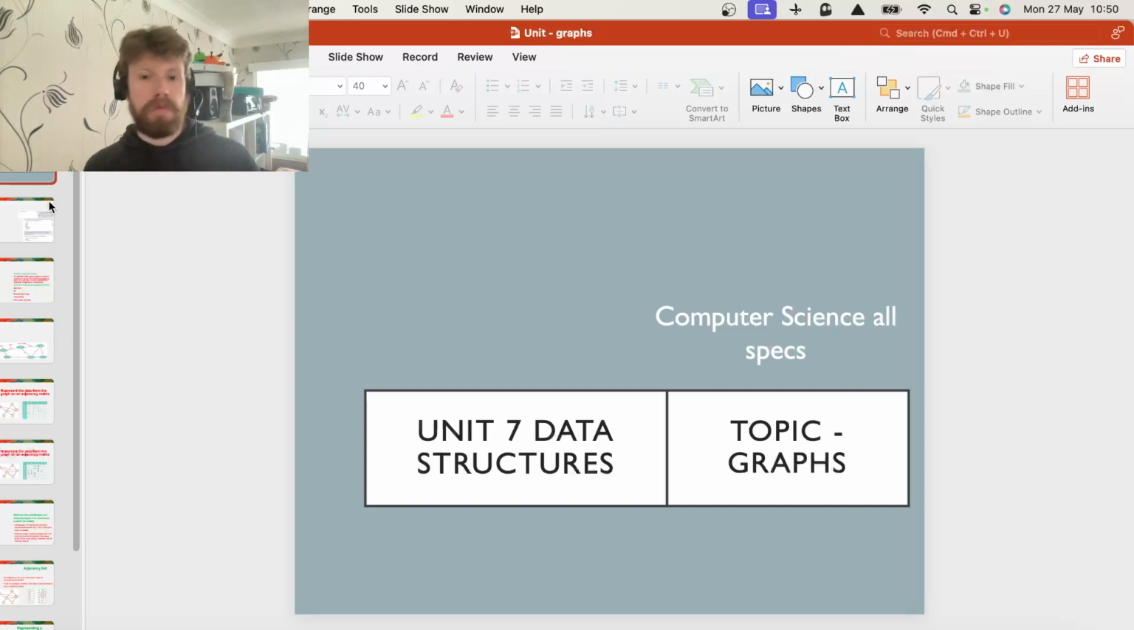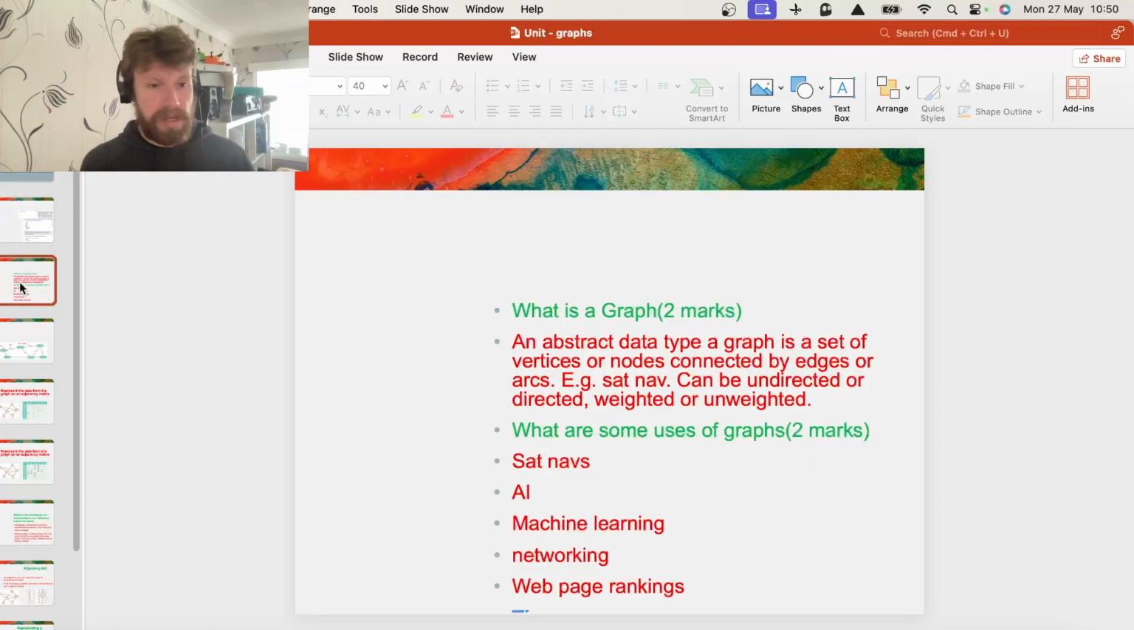Now, I've been going through with my students all to do with different data structures. So what I thought I'd do is go through each data structure. We've already done stacks, queues, and hash tables. If you haven't seen those videos, go onto those because they are going to help you massively. And we're going to be looking at graphs today, which is relevant for all specifications.